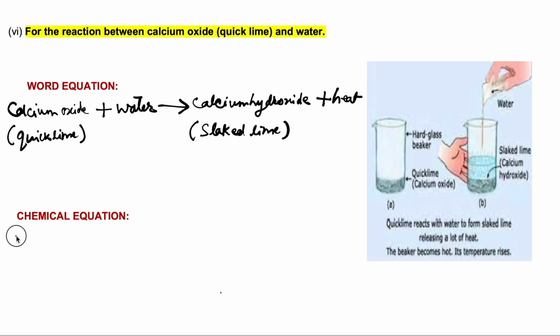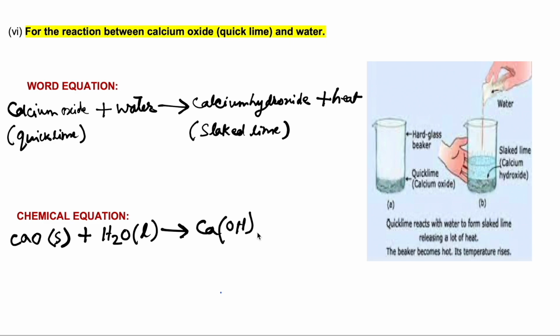The chemical equation for the same can be written. The formula for calcium oxide is CaO, which is solid in nature, plus water H2O, which is liquid in nature. It gives calcium hydroxide Ca(OH)2, which is aqueous in nature, plus heat is released. So from this chemical reaction, it is clear that quicklime reacts with water to form slaked lime, releasing a lot of heat. And when we touch the beaker, it becomes hot. This shows the rise in temperature.